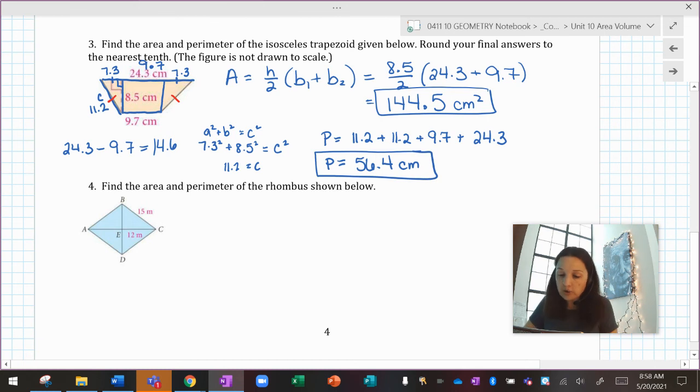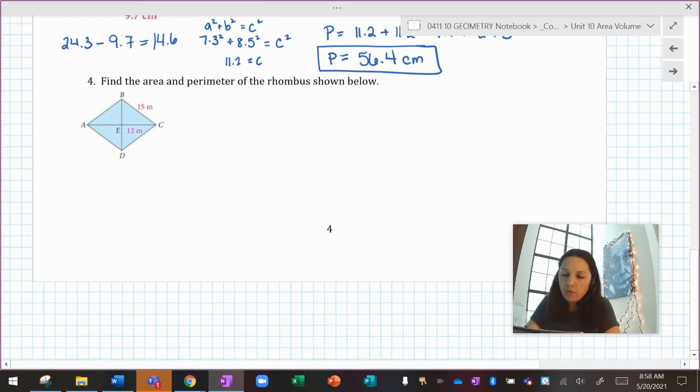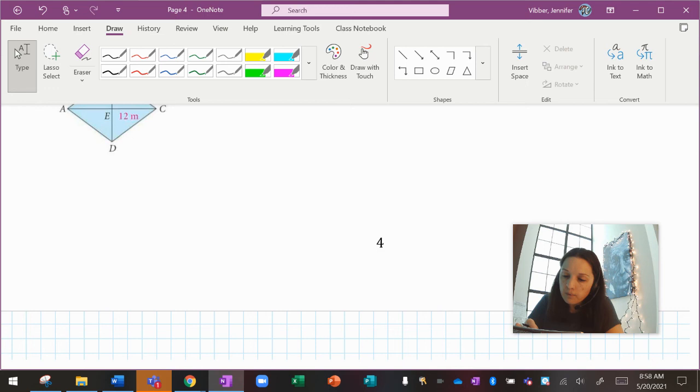Okay, looking good. All right, number 4 comes after number 3 for a specific reason. Number 4 says, find the area and the perimeter of the rhombus shown below.